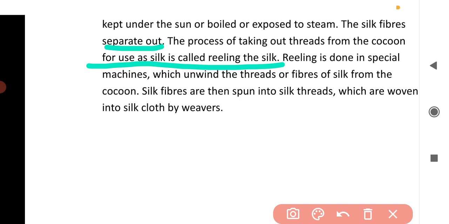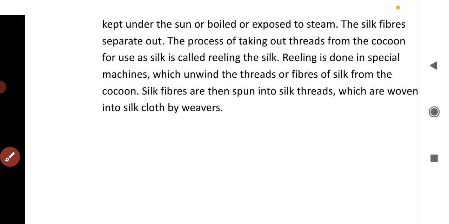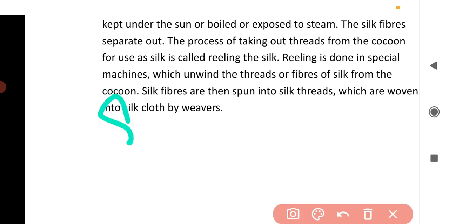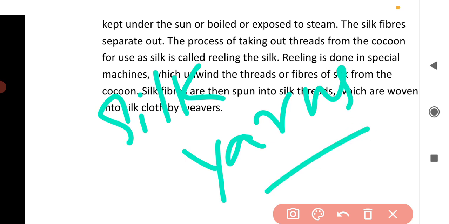Reeling is done in special machines which unwind the threads or fibers of silk from the cocoon. The silk fibers are then spun into silk threads, also called silk yarns, which are woven into silk cloth on looms by the weavers. Clear?